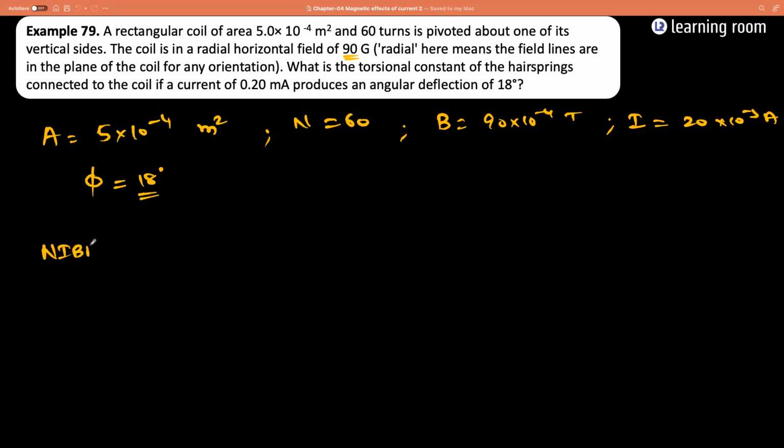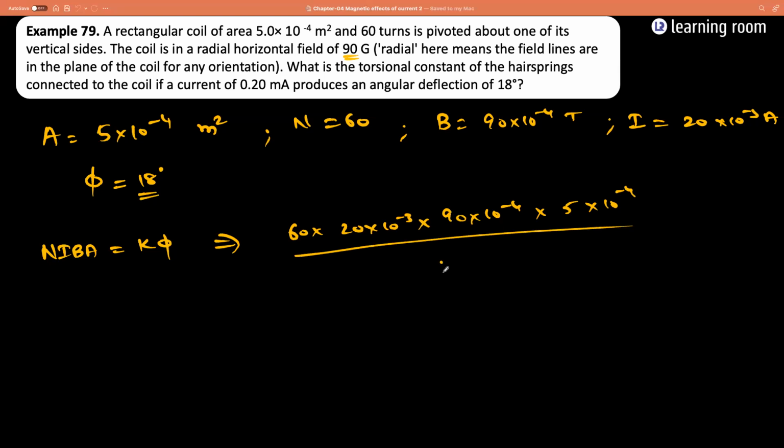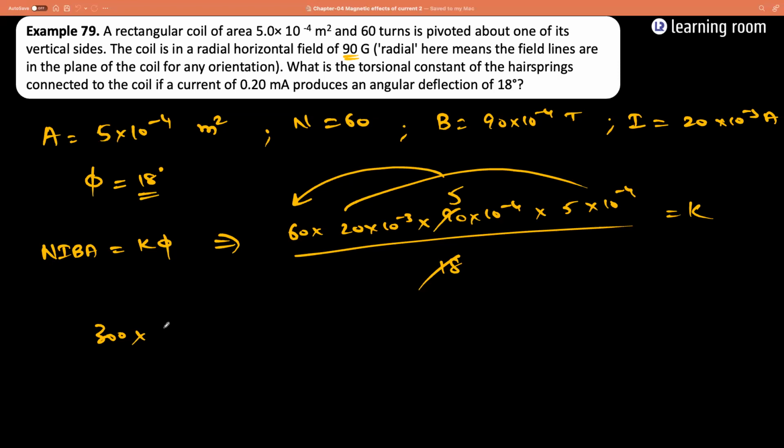So one thing you need to remember is, don't remember the formula. NIBA is equal to K phi. That's it. Which implies N is 60, into I is 20 into 10 power minus 3, into B is 90 into 10 power minus 4, into A is 5 into 10 power minus 4, the whole divided by 18 is going to be the value of K. So 18 into 5, so it goes 300 into 20 into 5 is going to be 100 into 10 power minus 8 minus 11. So this is going to be 3 into 10 power 4 into 10 power minus 11.